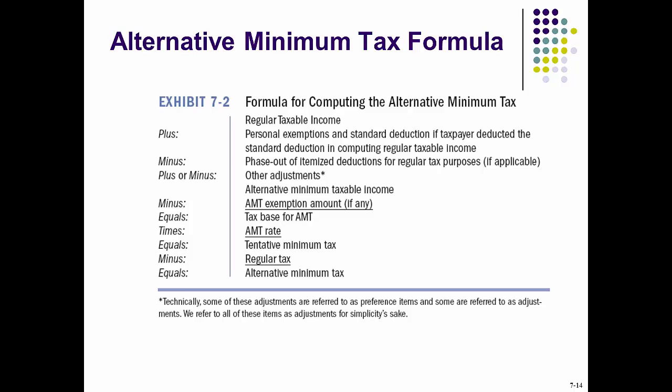AMT targets the true economic income other than regular income of taxpayers to ensure some taxes are paid when AMT is greater than regular tax. Here we will look at Exhibit 7-2, page 7-10, on how to calculate AMT.